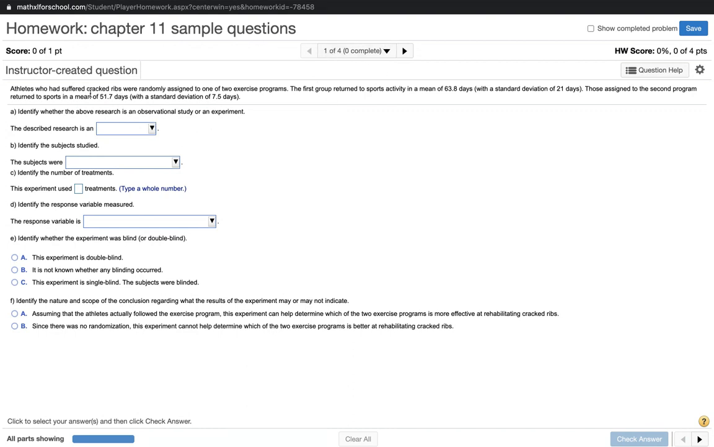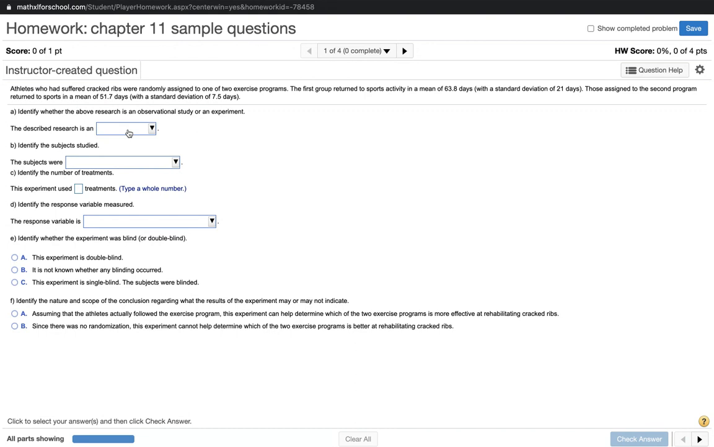So athletes who had suffered cracked ribs were randomly assigned to one of 2 exercise programs. The first group returned to sports activity in a mean of 63.8 days. Those assigned to the second program returned to sports in a mean of 51.7 days. Identify whether the above research is an observational study or an experiment.